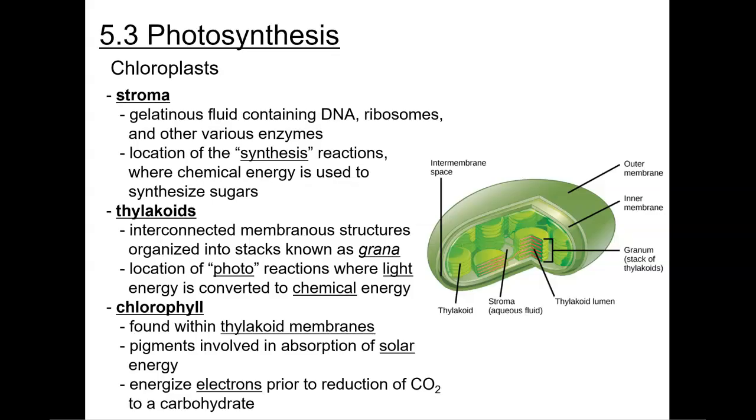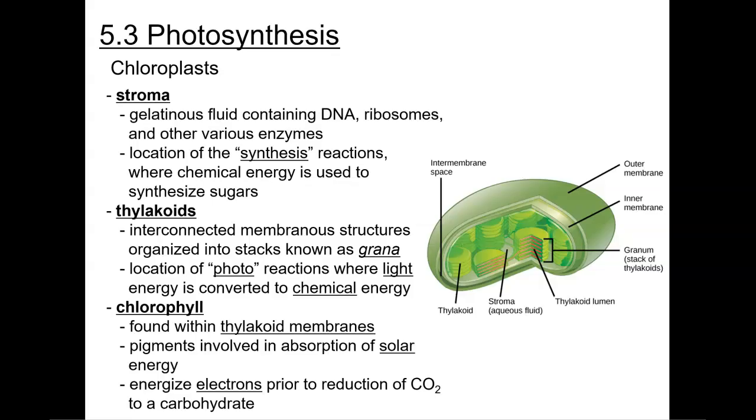The thylakoids are going to be interconnected membranous structures that are organized into stacks. These stacks are known as grana. So over to the side, you see each one of those flat pancakes. A stack of those pancakes is a grana. This is the location of the photo part of the reactions. So this is where the light energy is converted to chemical energy. So light energy is going to be caught at the thylakoids, and then it's going to be sent over to the stroma in order to make the sugars or make the energy.